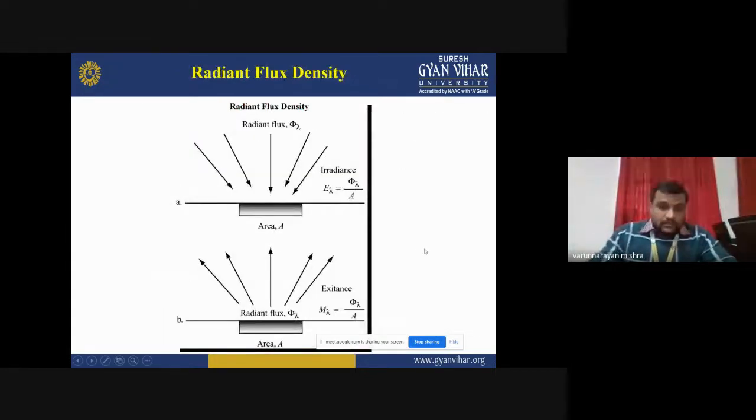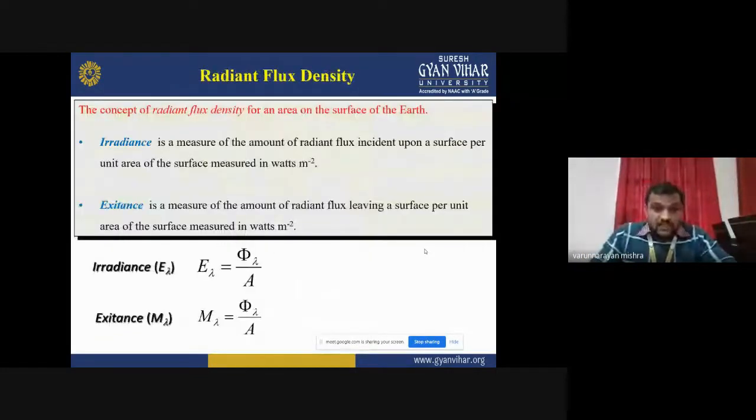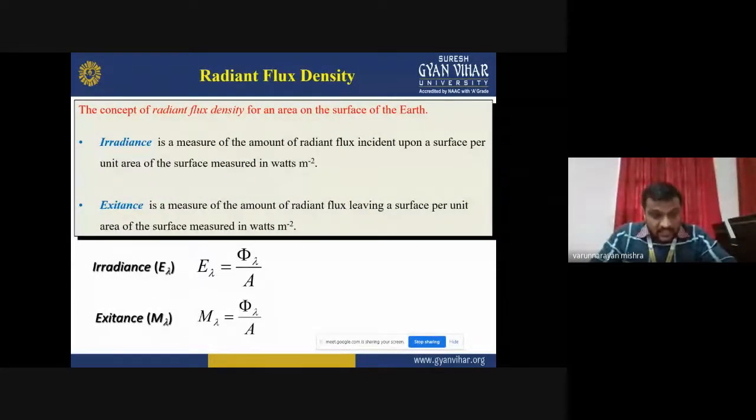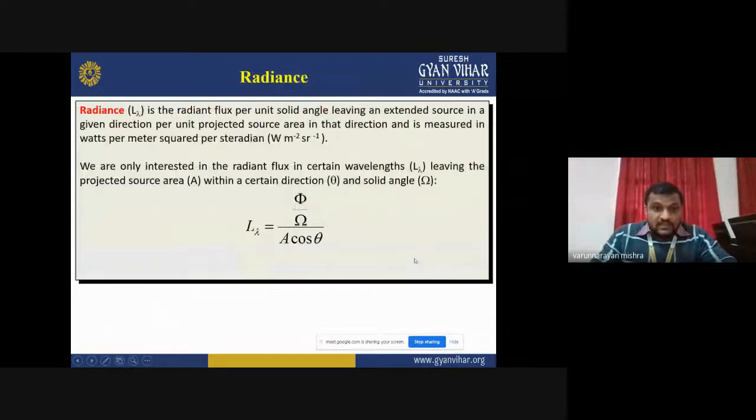Irradiance is the total amount of incoming radiation reaching the Earth's surface, and exitance is the total amount of radiation, that is radiant flux, at a certain wavelength, leaving the Earth's surface. So radiant flux density can be studied on the basis of irradiance and exitance. Radiance is the total amount of radiant flux leaving the Earth's surface at a particular angle from a unit area on the Earth's surface.